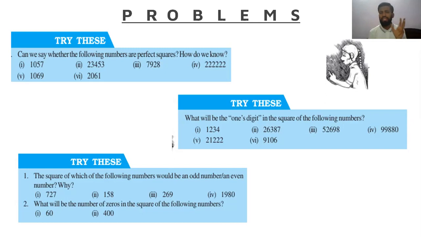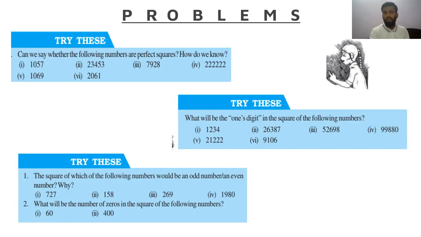The second question has 6 parts. The first part, the question says, first of all, what will be the ones digit? Okay, ones digit or units, the digit at units place, or you can also say last digit. So what will be the ones digit in the square of the following numbers?